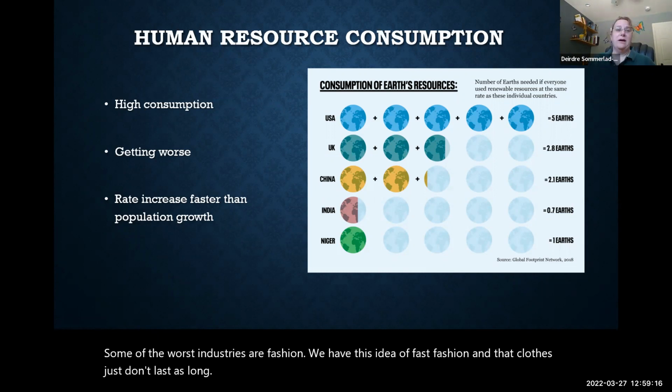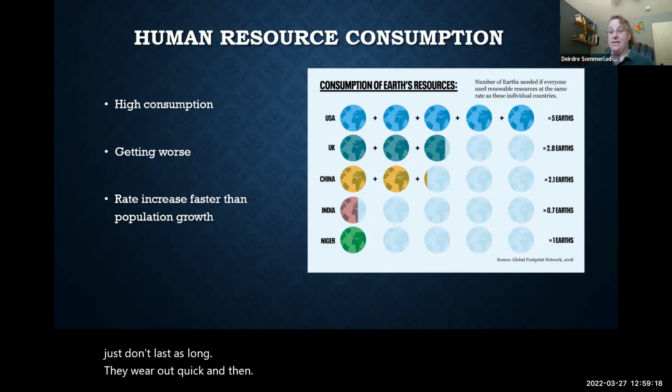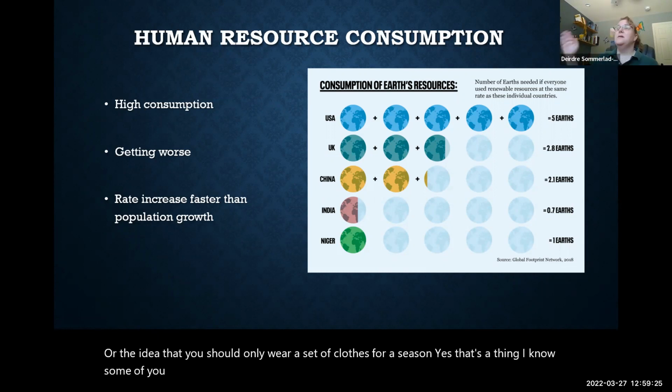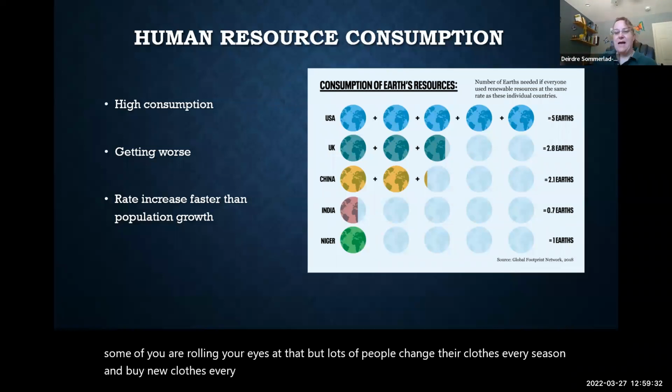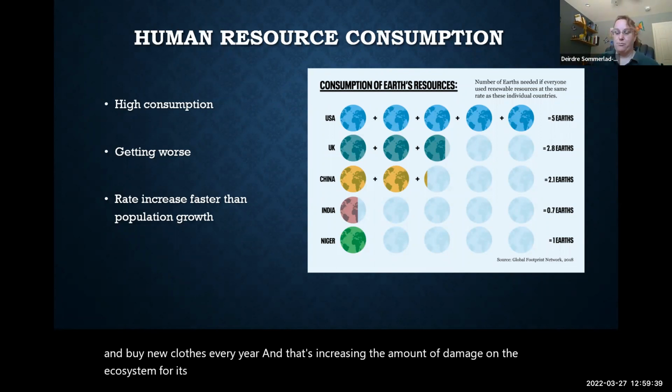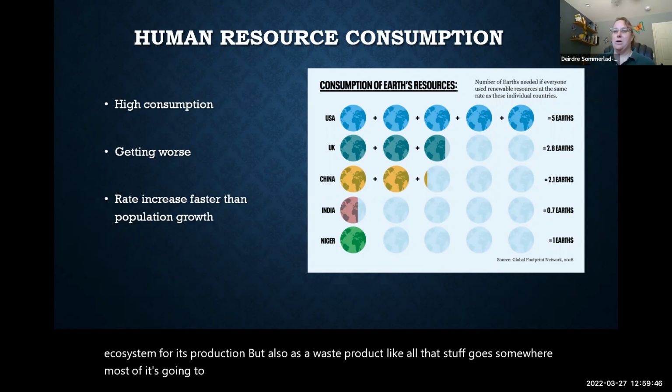They wear out quick, or the idea that you should only wear a set of clothes for a season. Yes, that's a thing. I know some of you are rolling your eyes at that, but lots of people change their clothes every season and buy new clothes every year. And that's increasing the amount of damage on the ecosystem for its production, but also as a waste product. Like, all that stuff goes somewhere. Most of it's going to giant landfills. A chunk of that is in those developing countries.